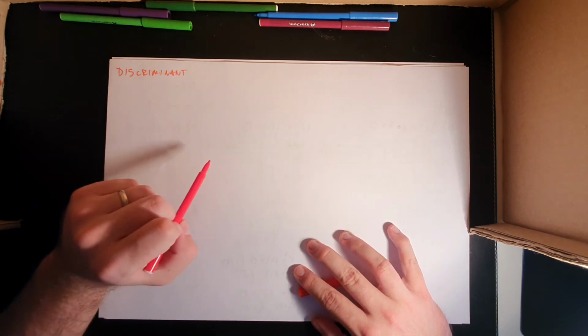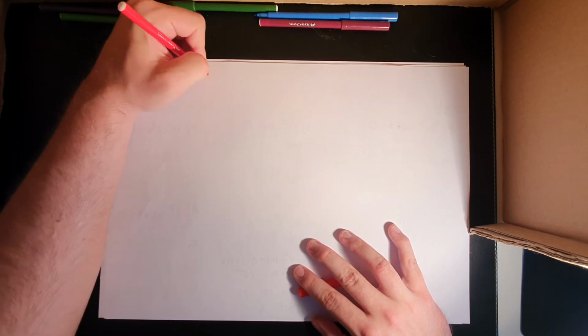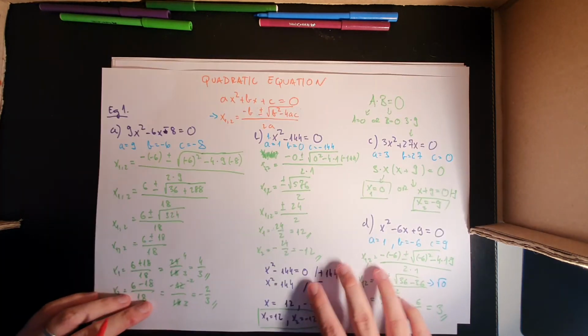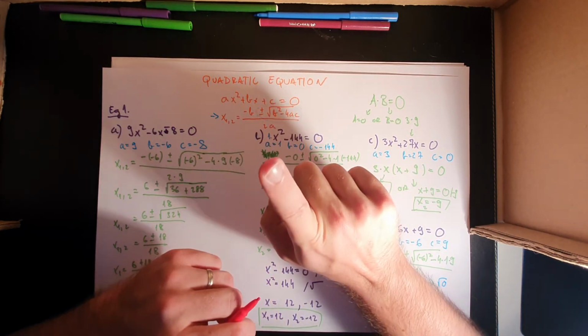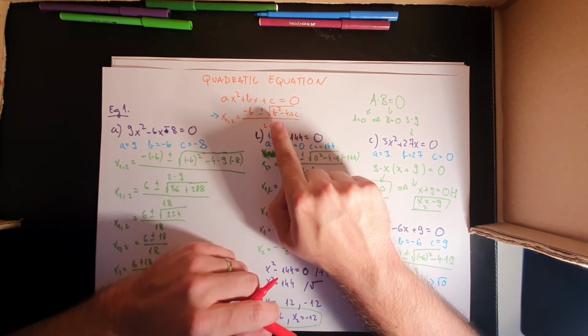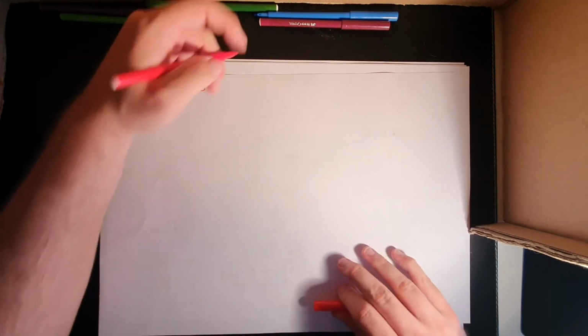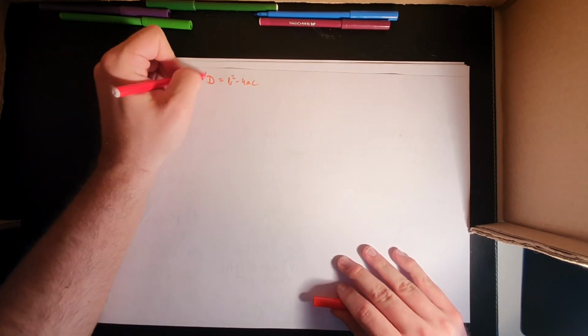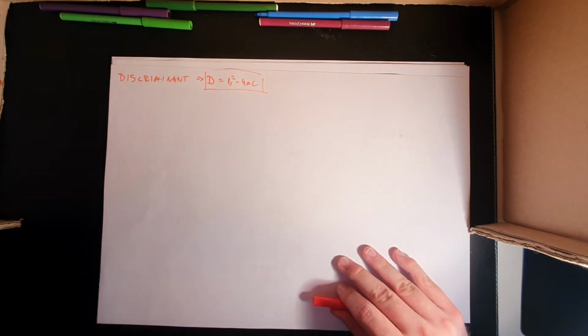The term is called discriminant, big letter D. And the formula of D is basically what is going on in the root. So inside of the root, not the root itself, inside of the root. So b squared minus 4ac. b squared minus 4ac. So this is the formula of the discriminant.